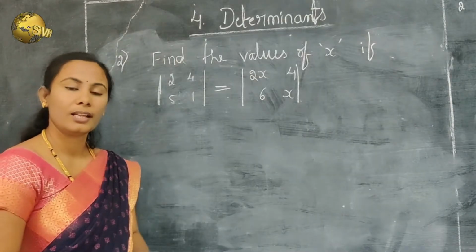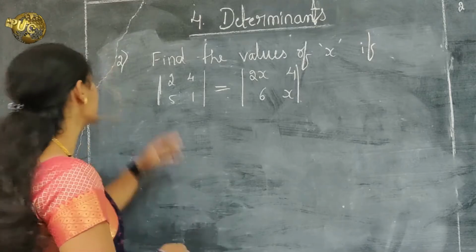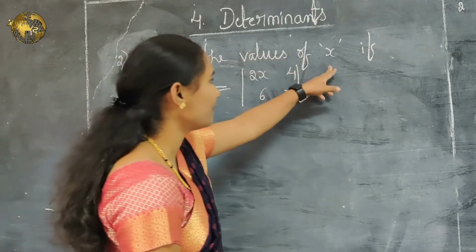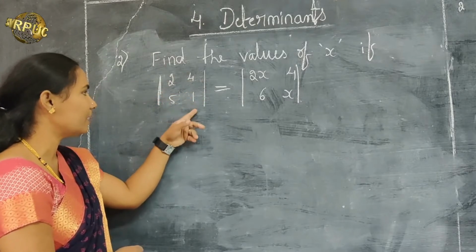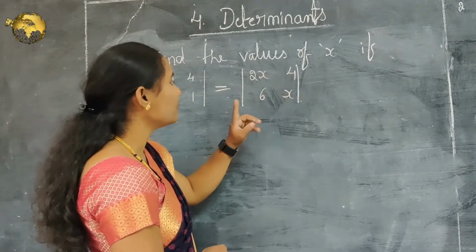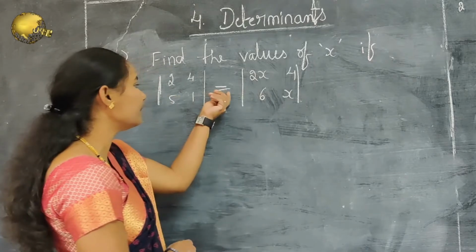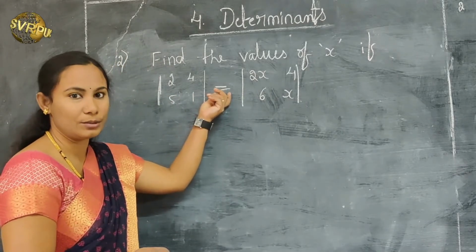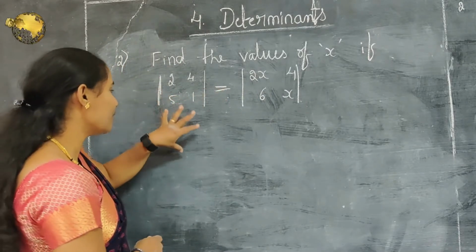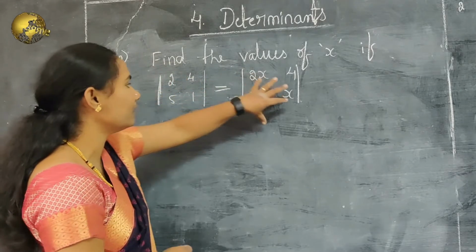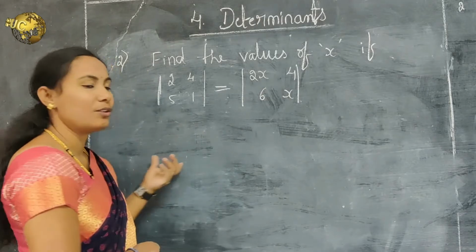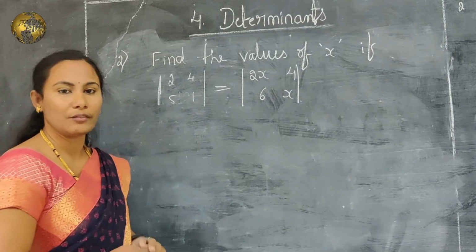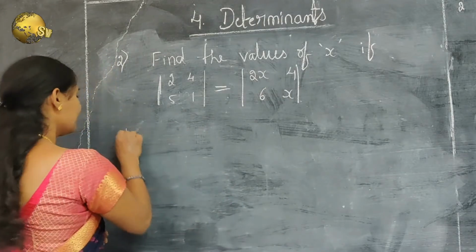Example 3. Let me take one more example for this. Find the values of x if the two determinants |2, 4; 5, 1| and |2x, 4; 6, x| are given equal to each other. That means we have to find the value of this determinant and the value of the other determinant, equate them, and we can find the equation for that. How to do it? Let me see.